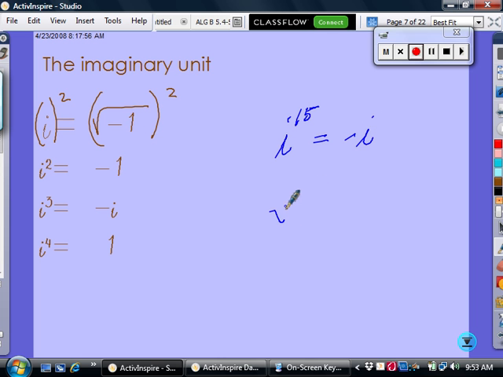So let me do another one, or several more probably. Let's say i to the 25th. What is a multiple of 4 that's very close to 25? 24. So i to the 24th would be equal to 1, and then the pattern starts all over again. This is supposed to be i to the 24th, I'm sorry. i to the 25th, that would be equal to i.